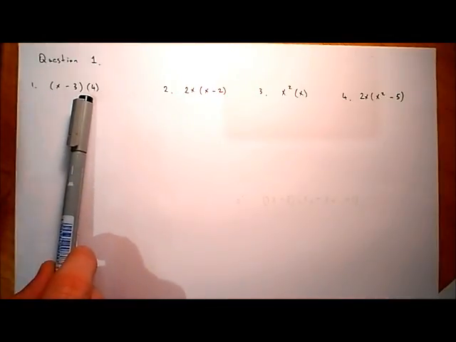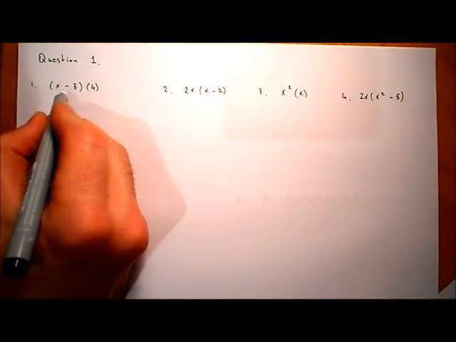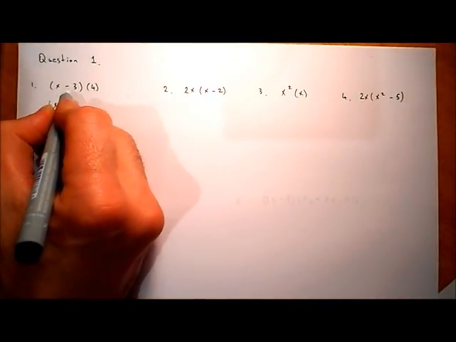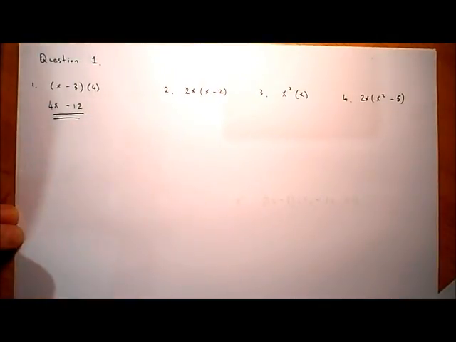So the first question, we've got x minus 3 multiplied by 4. So we've got it in brackets, x minus 3 and then 4. We're just multiplying x minus 3 by 4. So we go x times 4 gives me 4x, and minus 3 times 4 gives me minus 12. And that's it. So that's the answer to the first one.